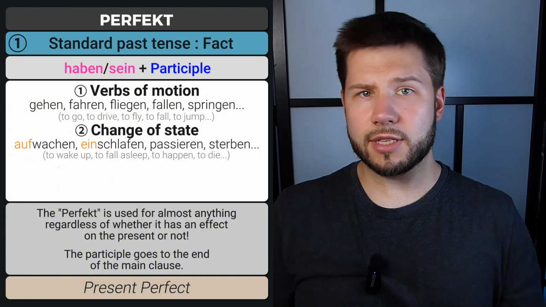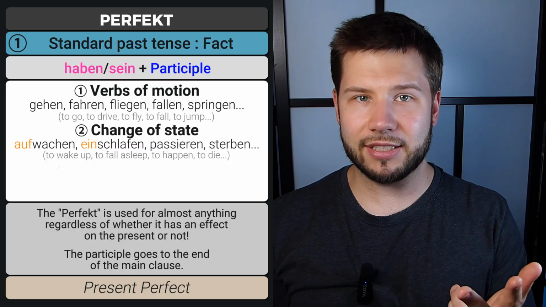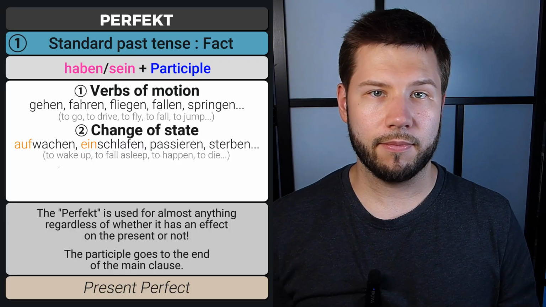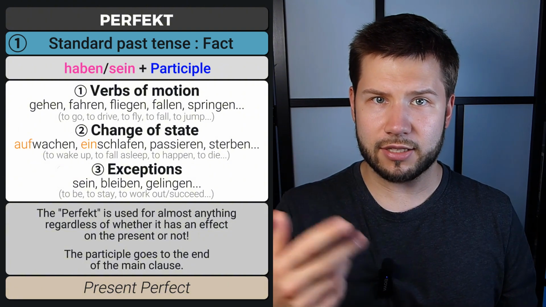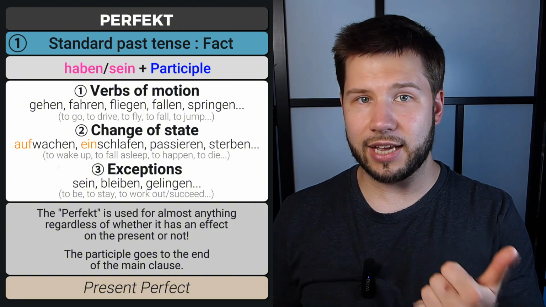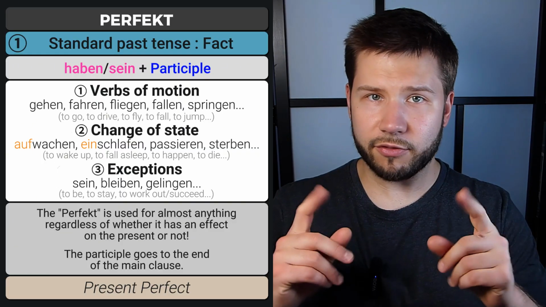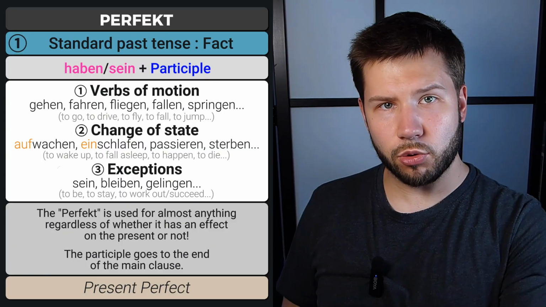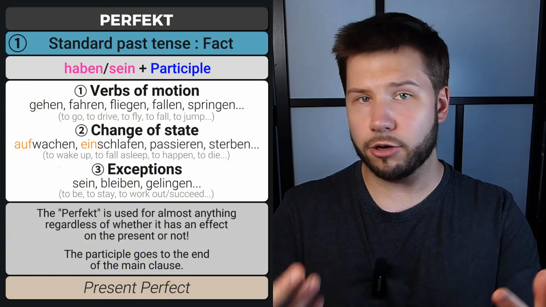Number 2, verbs that describe a change of state. Aufwachen, einschlafen, passieren, sterben, etc. And last but not least, we have a few words that are just illogical. So number 3 is exceptions, such as sein, bleiben, gelingen, and a few others. Okay, since verbs that make use of sein are much fewer in number, it is much more time efficient for you to just highlight them and learn them by heart.